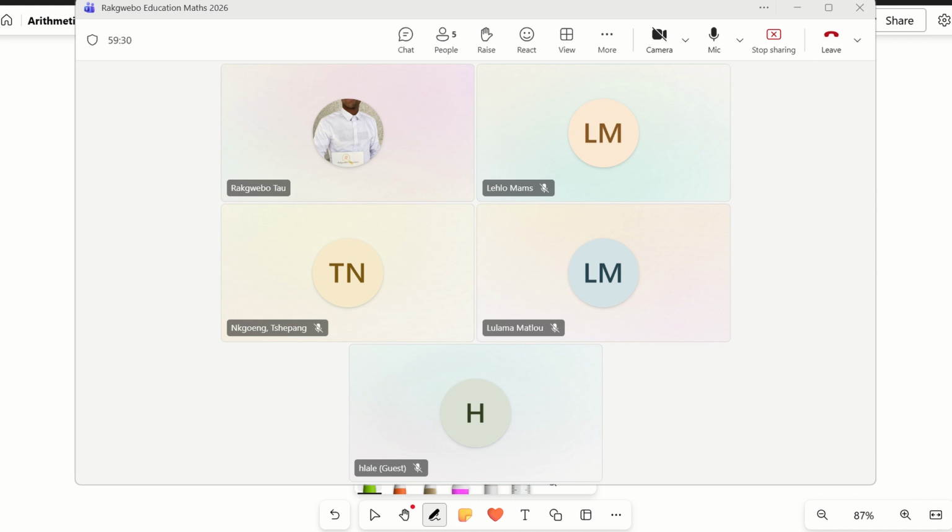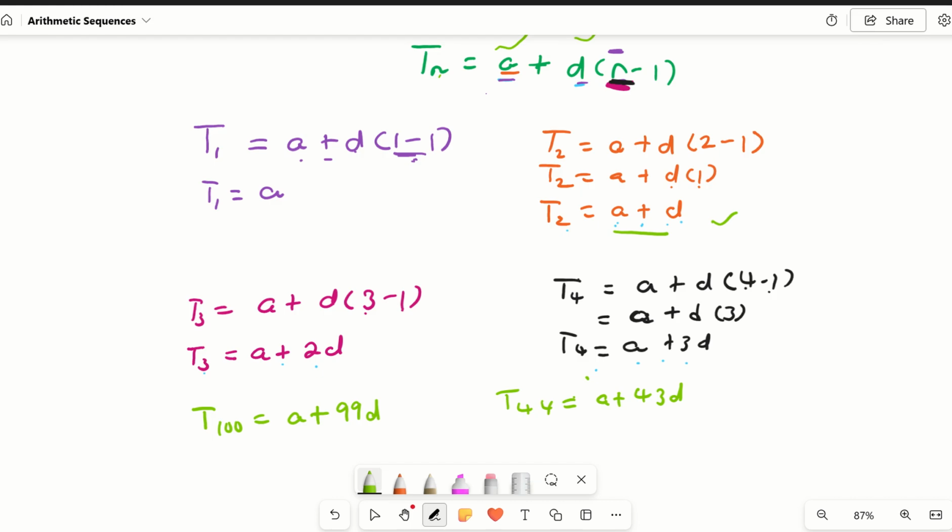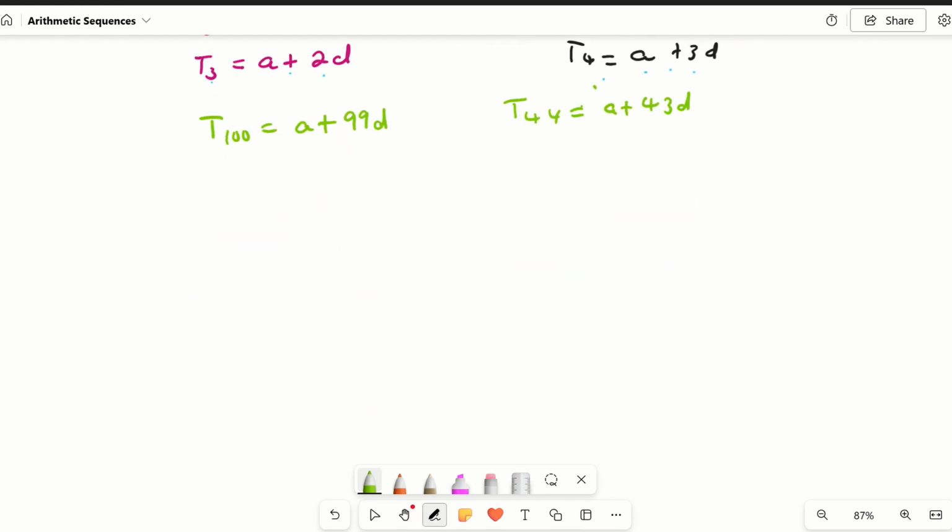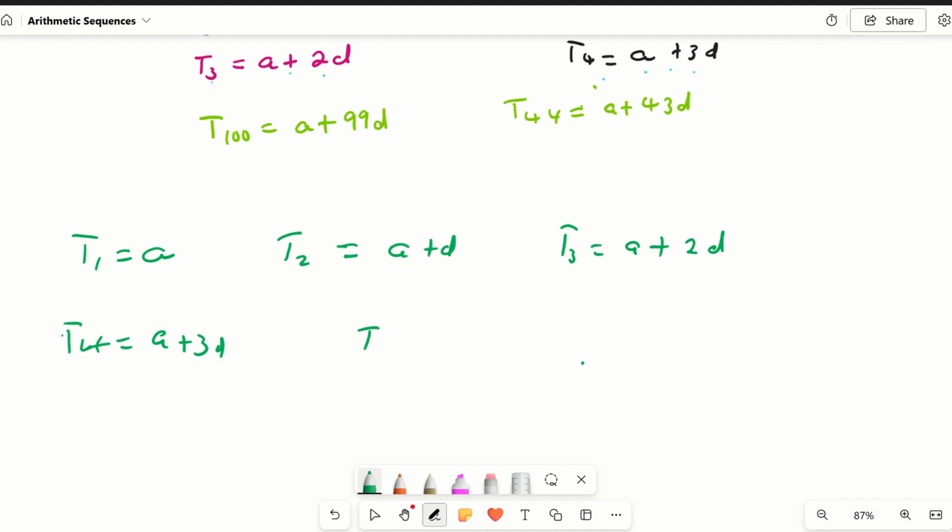Proper stuff. So now this is very important. In conclusion, whenever you're dealing with an arithmetic sequence, just know that T1 can be expressed as A, T2 can be expressed as A plus D, T3 can be expressed as A plus 2D, T4 can be expressed as A plus 3D, T 992 can be expressed as A plus 991D. So you get into the exam knowing that this is the case.